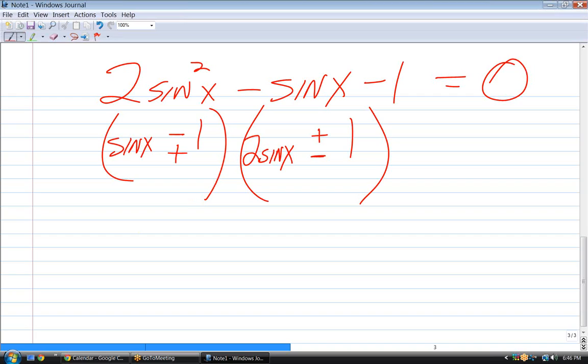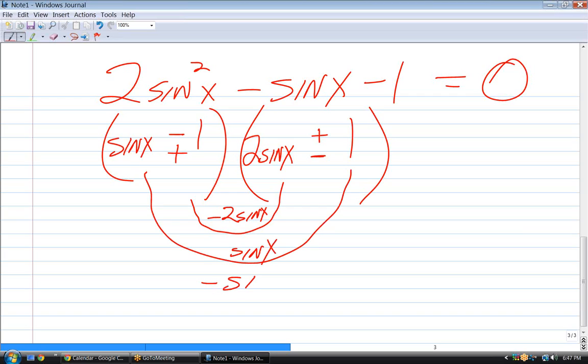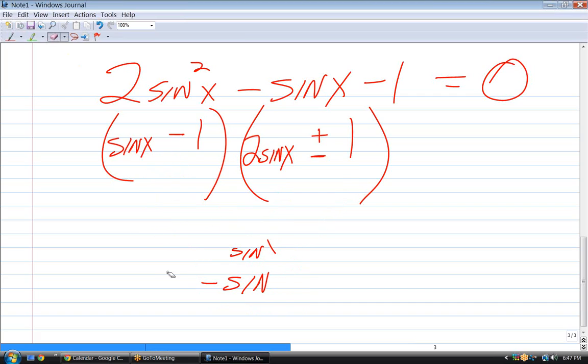So the way I test it is I do the inside multiplication, I do the outside multiplication, and I add them together. That indeed gives you a negative sine x in the middle. So that is the correct factoring: sine x minus 1 times 2 sine x plus 1.